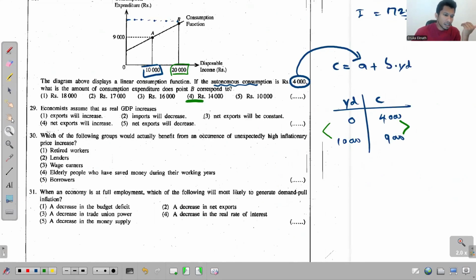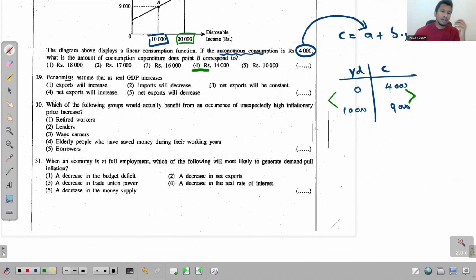Now look at this question 29. In question 29, it says, economists assume that as real GDP increases, so by looking at the given options, they just expect us to comment on what will happen to the exports and imports, right?